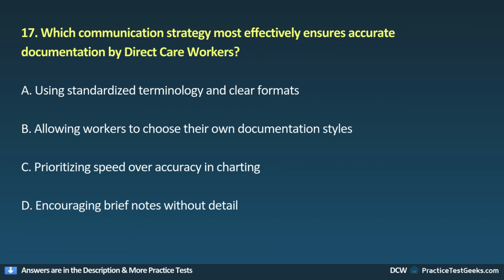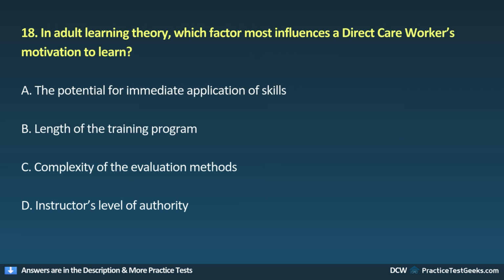A. Using standardized terminology and clear formats. B. Allowing workers to choose their own documentation styles. C. Prioritizing speed over accuracy in charting. D. Encouraging brief notes without detail. 18. In adult learning theory, which factor most influences a direct care worker's motivation to learn?